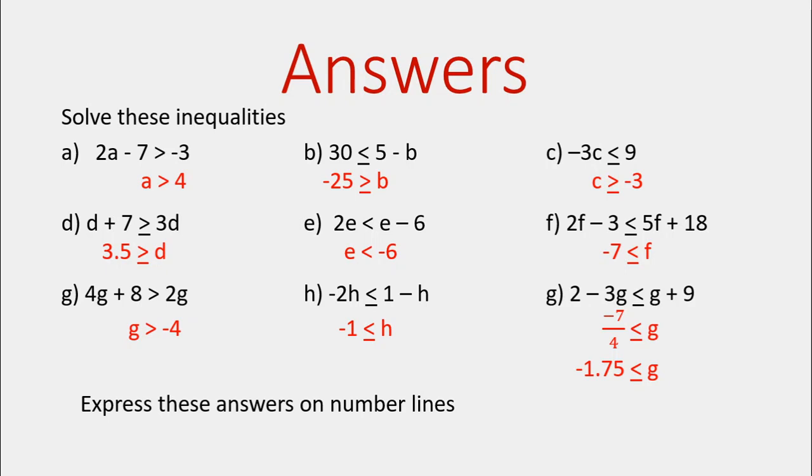Now let's try expressing these answers on number lines. So for question A, I want to see this answer on a number line. Your critical value is 4, and I want you to show me which direction is A from our critical value. Is it greater than or less than? For B, our critical value is negative 25. Your number line doesn't have to start at 0. Start at any value you like. And I want you to tell me if B is greater than or less than negative 25. Notice this is underlined. Remember what that means for your number line. Go ahead and hit pause so you can set up your number lines. Answers are coming up in just a moment.